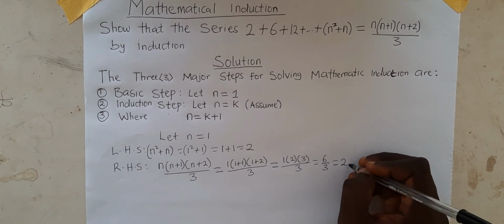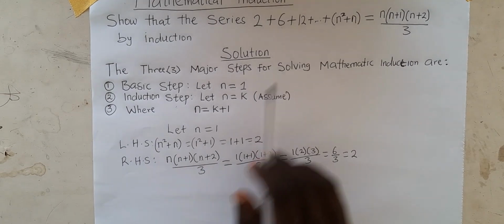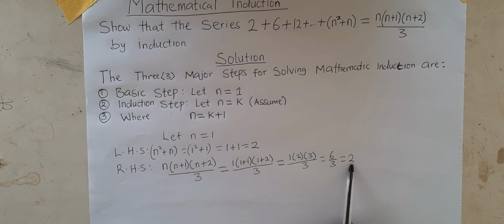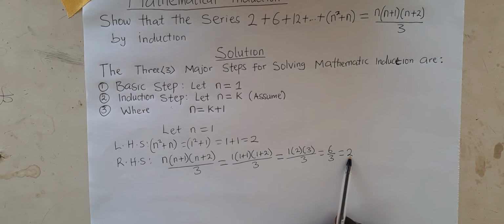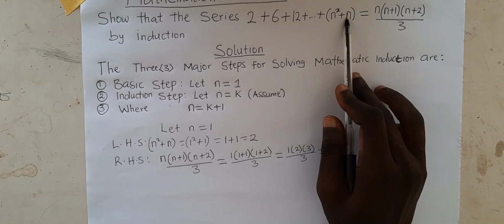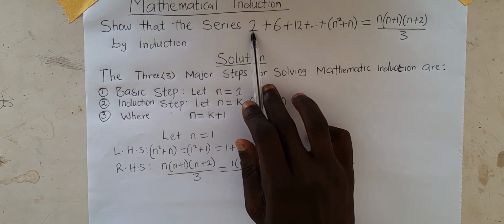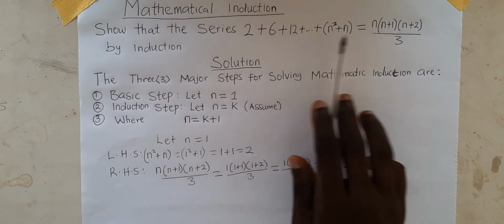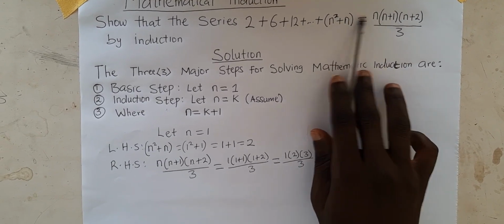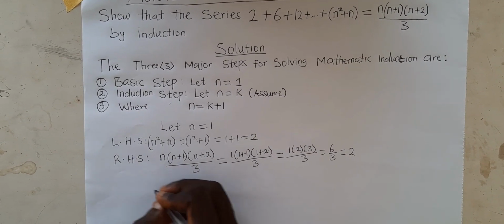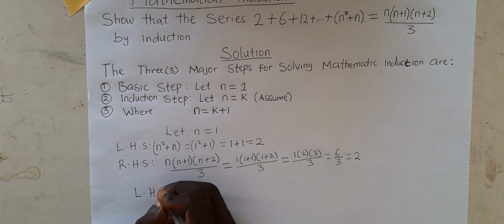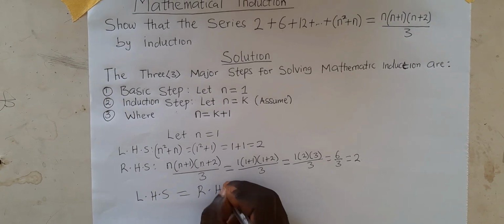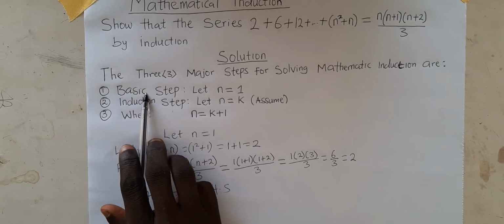And that gives me 2. Now you can see that for n equals 1, the left hand side gives 2, while the right hand side also gives 2. So as I've said, whenever n equals 1, the equation at the left hand side and the equation at the right hand side will give us the same value. But when n equals 2, it's not the same. So we can say that our left hand side is equal to the right hand side. That is for the first step.